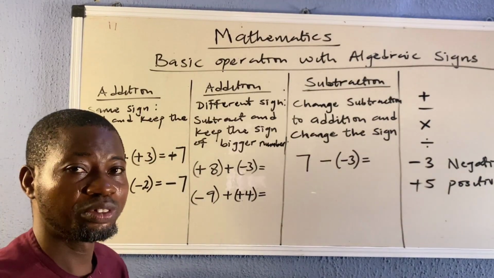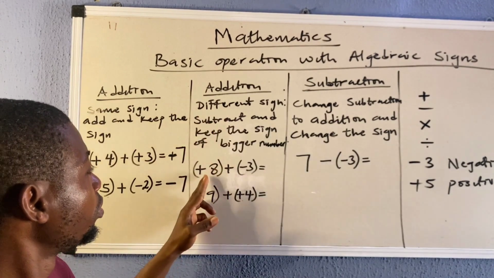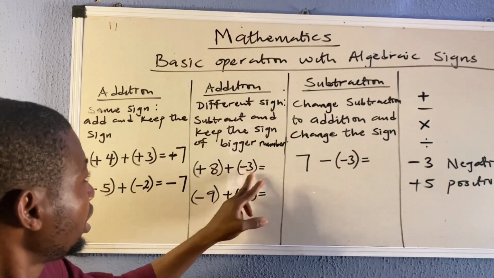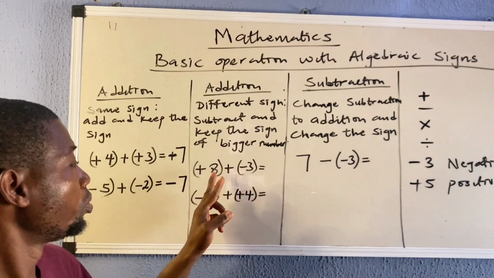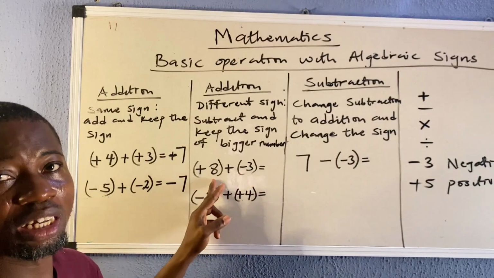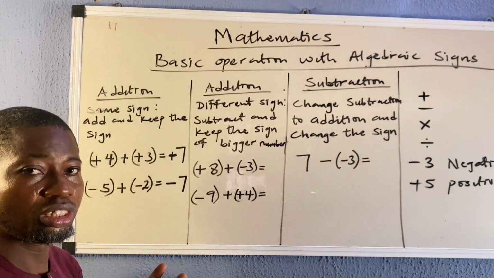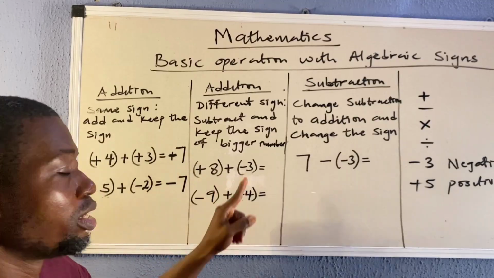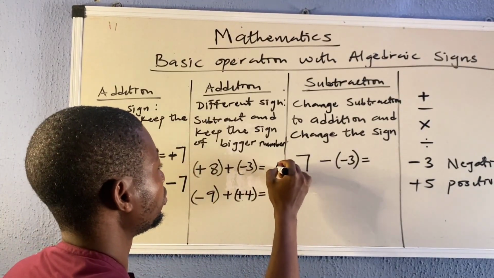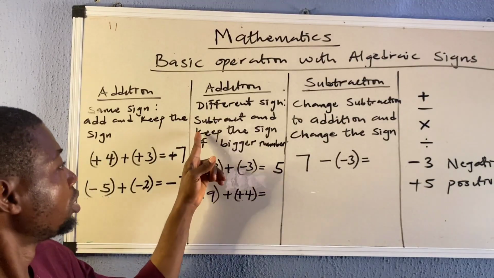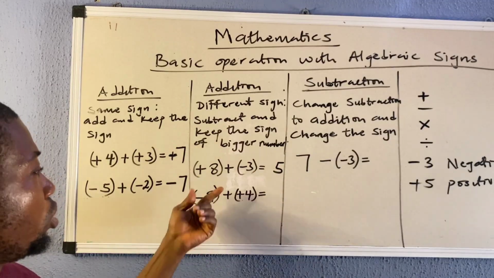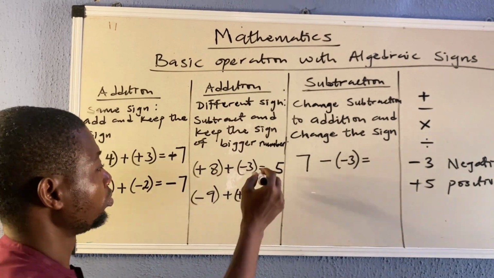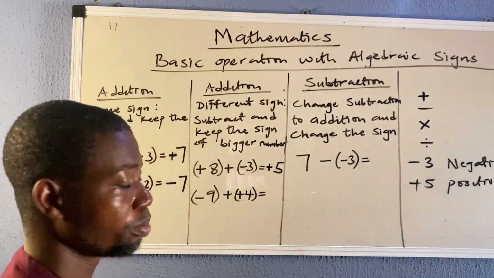So what about if we have different signs? Like we have +8 -3. What we are going to do here is that we subtract the numbers from one another, regardless of whether it is big or small. Now we have +8 and -3. What is 8 minus 3? 8 minus 3 will give us 5. Now, keep the sign of the bigger number. Which number is the biggest? The biggest number here is +8. So we keep the sign of the bigger number.